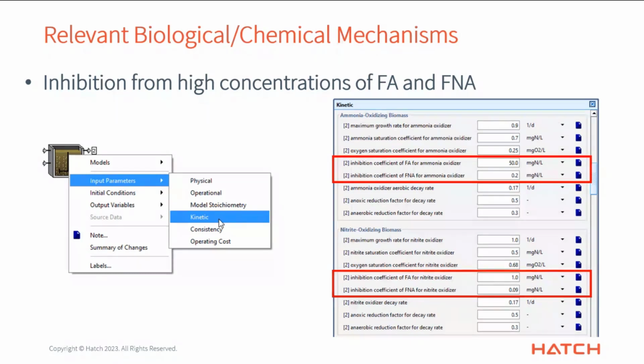The lower the value, the more sensitive it is to the presence of this particular thing. So you can see here what it's saying is this particular calibration is much more sensitive to free nitrous acid than it is to free ammonia, because that's a much lower value. And you'll note here we have different values for the AOBs and the NOBs.